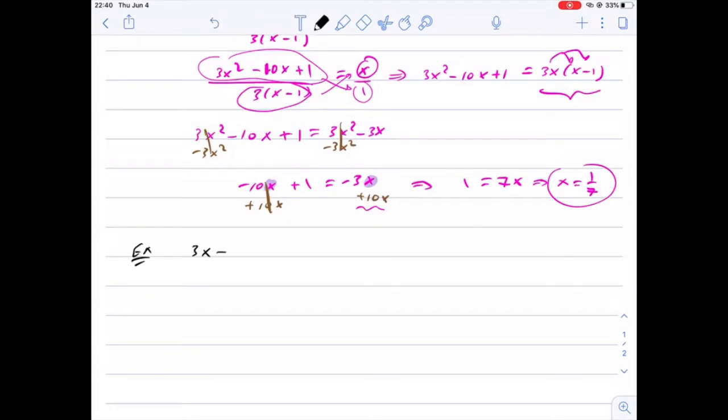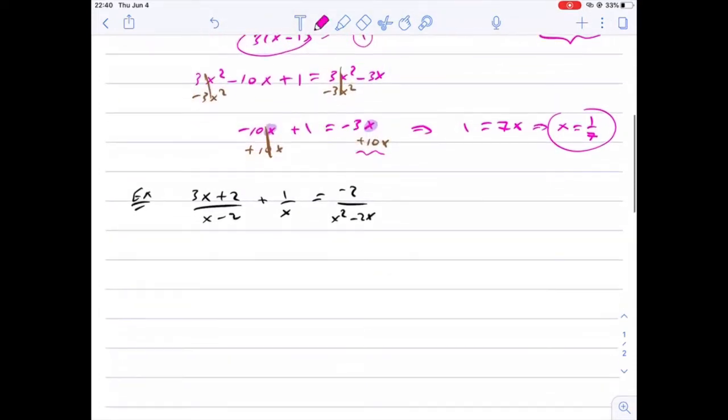If we have (3x plus 2) over (x minus 2) plus 1 over x equals negative 2 over (x squared minus 2x). This is another rational equation, and in order to simplify it, we need to get a common denominator of the left-hand side. So we multiply this by x minus 2 and this by x. So this gives 3x squared plus 2x plus, now 1 times (x minus 2) is x minus 2. The denominator is x times (x minus 2).